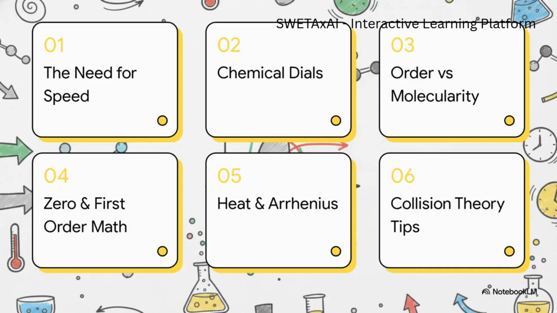So here is our definitive roadmap for today. We'll be covering 1. The need for speed, 2. Turning the chemical dials, 3. Order versus molecularity, 4. Zero and first-order math, 5. Heat and the Arrhenius equation, and finally, 6. Collision theory and pro tips.